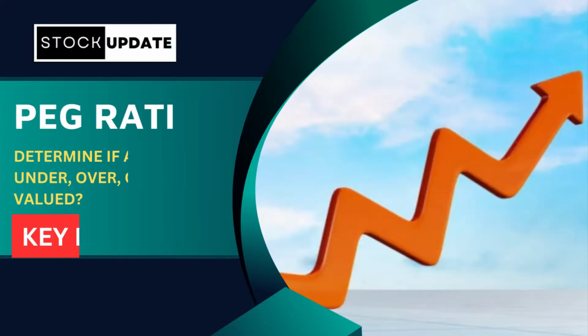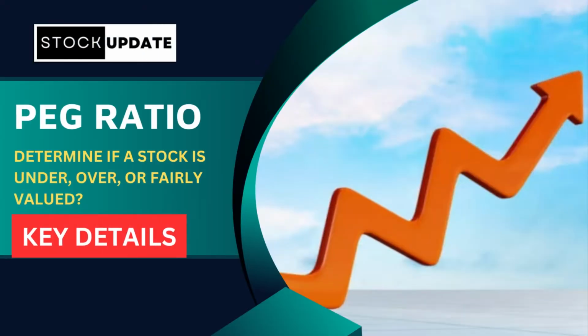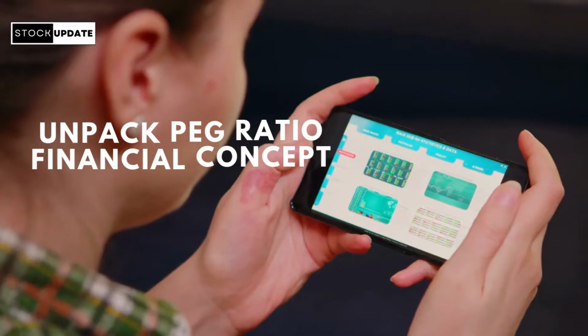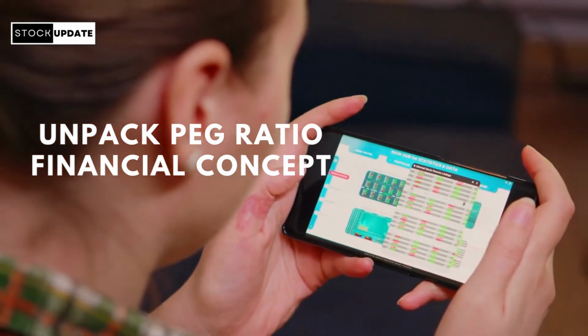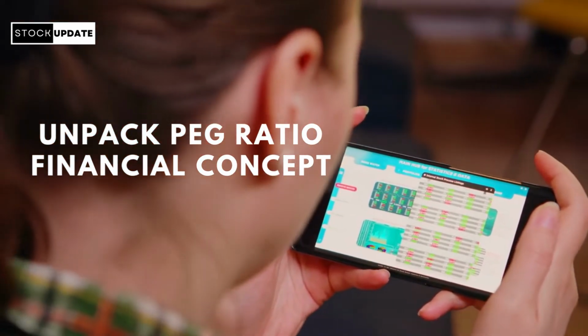Ever wondered how to determine if a stock is under, over, or fairly valued? The answer might lie in a little-known metric called the PEG ratio. Today, we're going to unpack this financial concept and explain how it can be a powerful tool for investors.